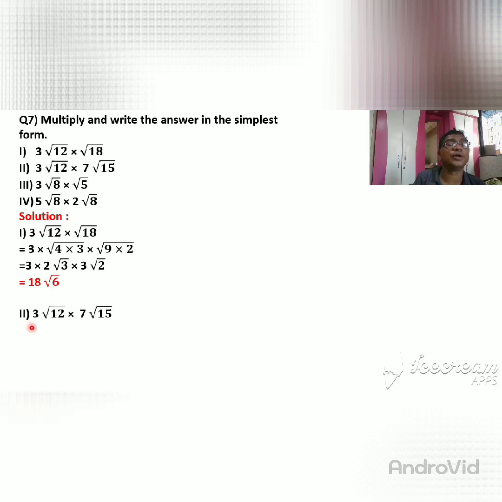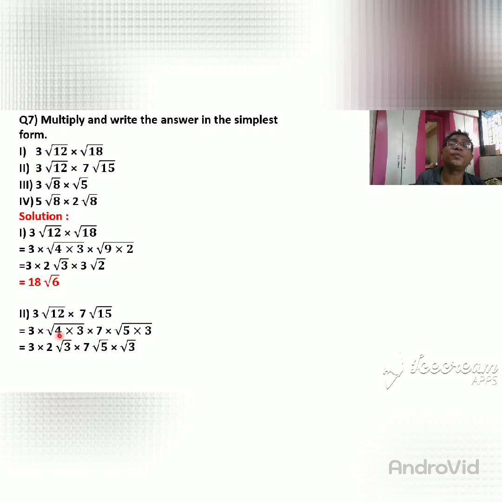Then another problem. 3 root 12 into 7 root 15. So again this 12 can be factorized. 4 times 3 is 12, because that square root you can get easily. And 15, 5 times 3 is 15, but that factorization you cannot get, so that remains as it is. So 4 square root is 2. 12 is factorized, 4 times 3 is 12. So the square root of 4 is 2.